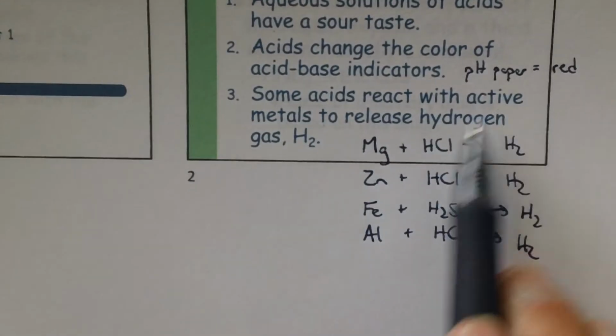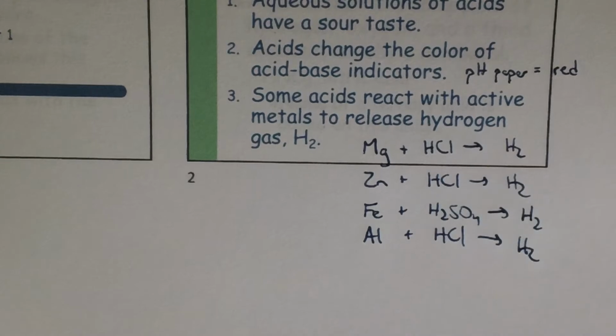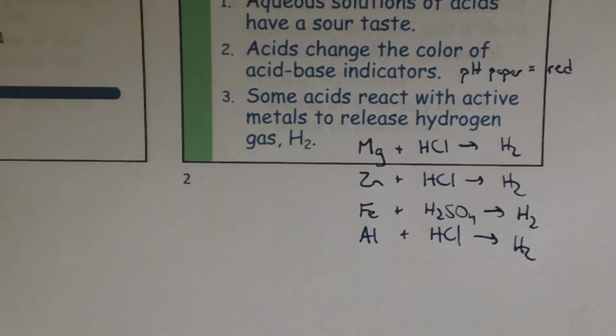So there's several examples. It's active metals, right? There's an activity series, so that active metal has to be higher than the hydrogen that it's kicking out and replacing. But that's the third property of metals. So they create hydrogen gas when they react with active metals.